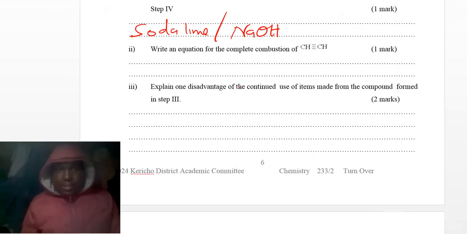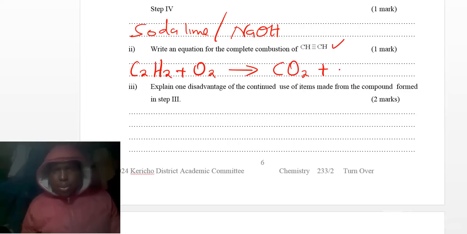Explain one disadvantage of continued use. Before that, write an equation for the complete combustion of this. So this one is C2H2 plus oxygen. This one is going to form carbon dioxide. An organic compound undergoes combustion to form carbon dioxide plus water. So we need to balance this equation.